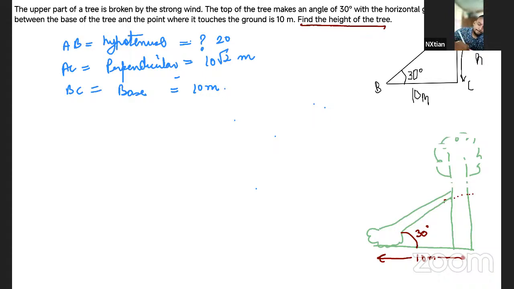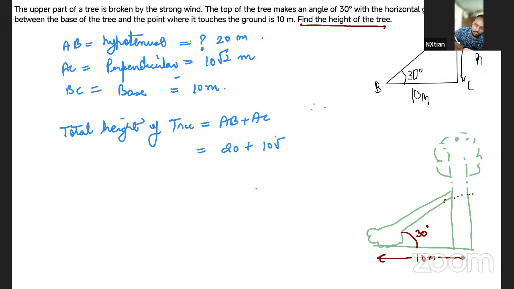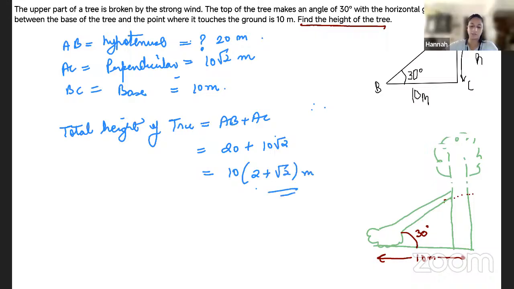Okay. Now the total height of the tree is AB plus AC. AB is 20. This is 10 root 3 by 3. Okay, I'll take out 10 as a common. It becomes 2 plus root 3 by 3. So I got 10 root 3 as a percentage. So you got 10 root 3. I also got it.